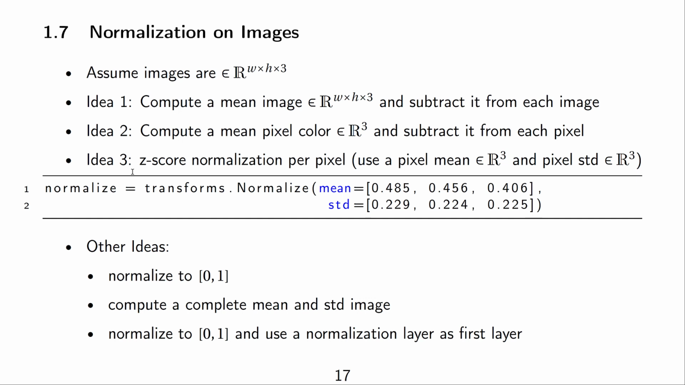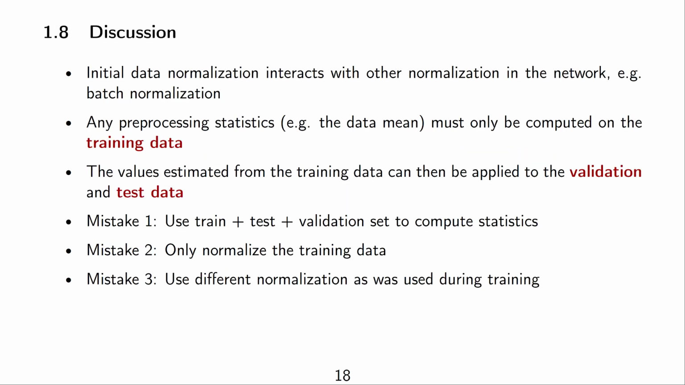And the other general advice is start with an existing state-of-the-art network and just do whatever this existing state-of-the-art network does. Again, things are heuristic, so it's difficult to give general advice, and the input data normalization interacts with all other normalization in the network and with all other components of the network architecture. For example, the batch normalization.